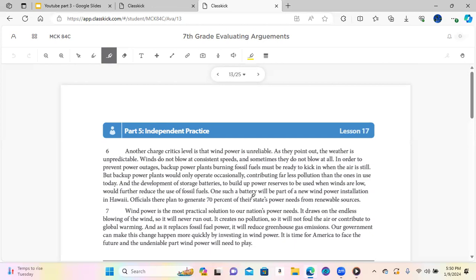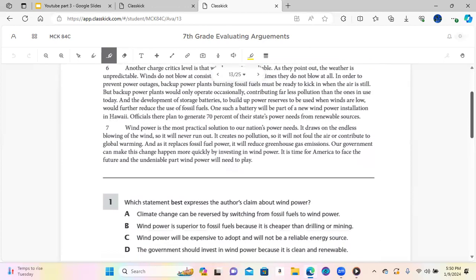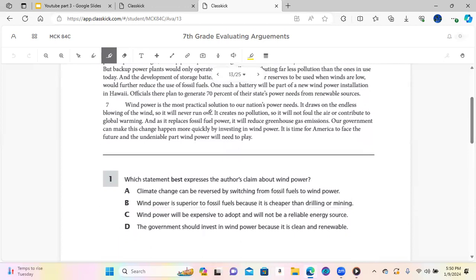One such battery will be a part of a new wind power installation in Hawaii. Officials there plan to generate 70% of their state's power needs from renewable sources. Wind power is the most practical solution to our nation's power needs. It draws on the endless blowing of the wind, so it will never run out.